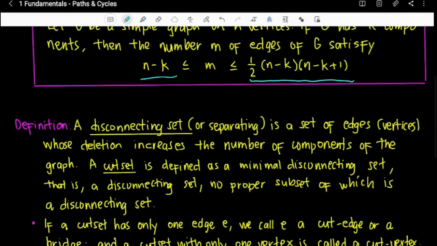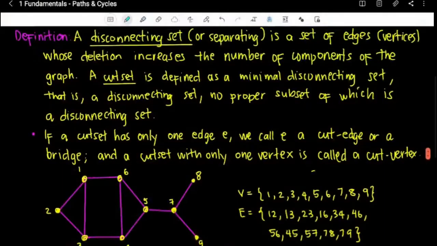Ano ibig sabihin ng minimal? Kung tatanggalan mo ng isang laman yon, hindi magiging disconnected yung set. Ibig sabihin, siya na yung pinaka-konti na magpapadisconnect sa set. Siyempre, kung dadamihan mo, mas masisigurado mo na disconnected, di ba? Pero, yung minimal is the least number of edges such that your graph will be disconnected. And pag binawasan mo yung disconnecting set na yon, hindi na disconnected yung set. So, yun yung ibig sabihin ng cut set. It's the minimal disconnecting set. So, it doesn't have a proper subset which will disconnect your set.